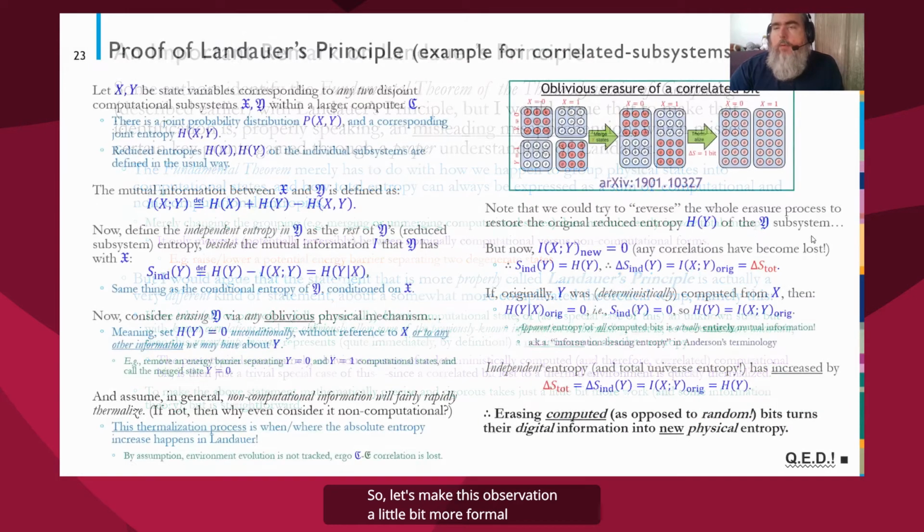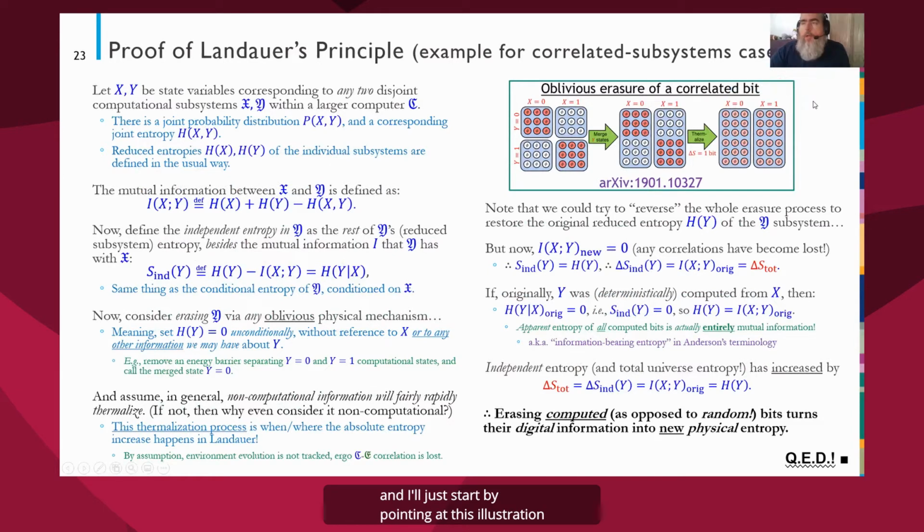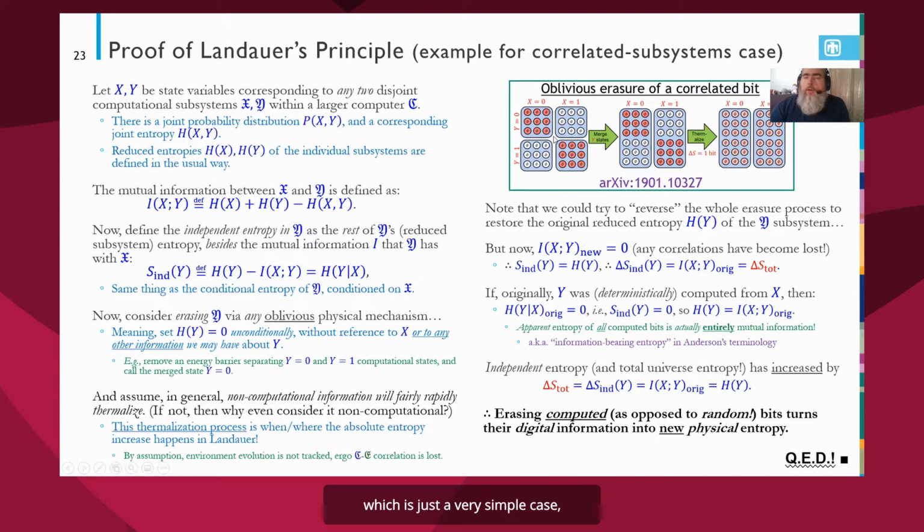So let's make this observation a little bit more formal, and I'll just start by pointing at this illustration, which is a very simple case where we have a computer system that can be divided into two 1-bit subsystems, and the shading here is indicating probabilities of the physical states making up the computational state. In this example, bit y is a copy of bit x. Y is 0 if x is 0, y is 1 if x is 1. And this is a very common thing, right? You could copy one bit to another, or you could have a more complicated function with a larger number of bits. But the fact is that this is not a uniform probability distribution. This joint distribution has structure associated with these correlations.